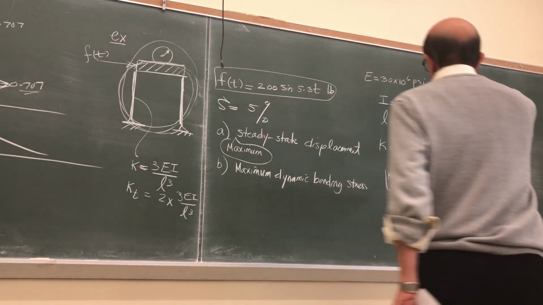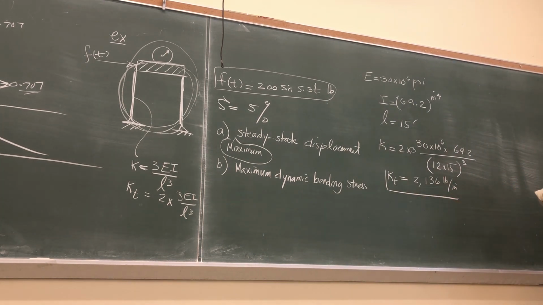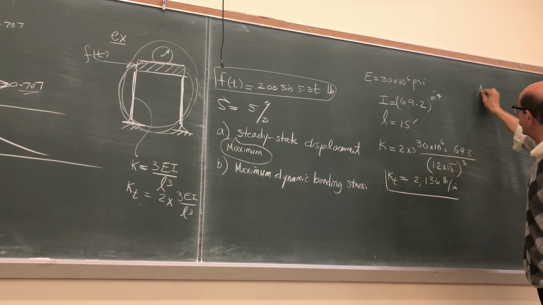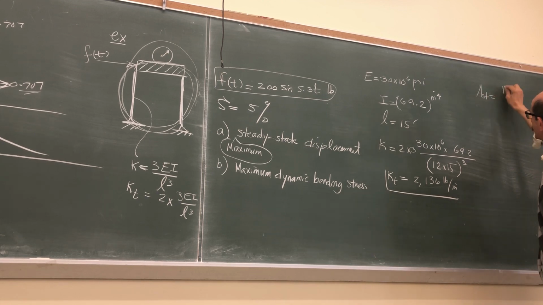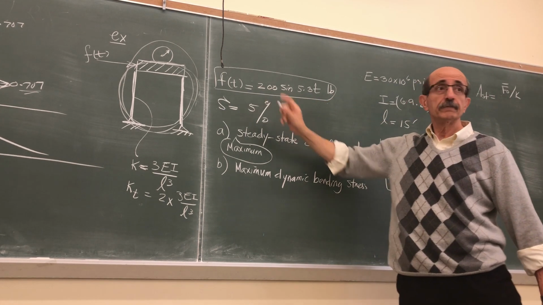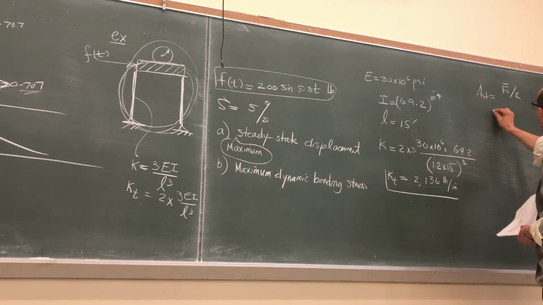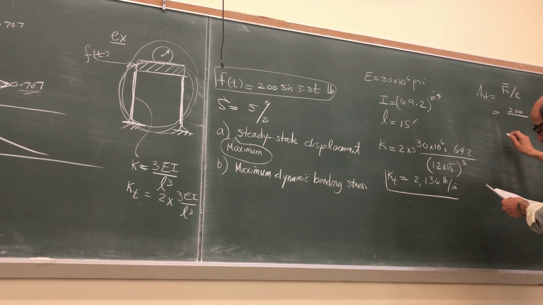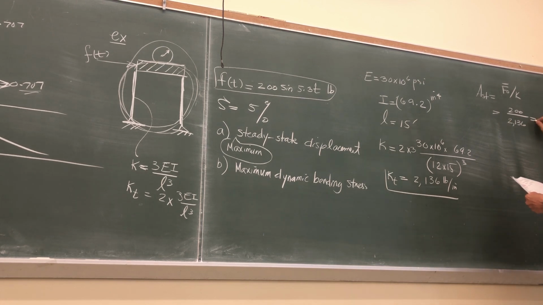So this is the stiffness. The equivalent static displacement, which I call AST, was F0 over K. We have F0, which is 200, so it would be 200 over this K, which is 2,136. So the equivalent static displacement would be 0.0936 inches.